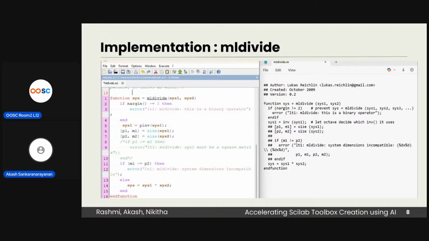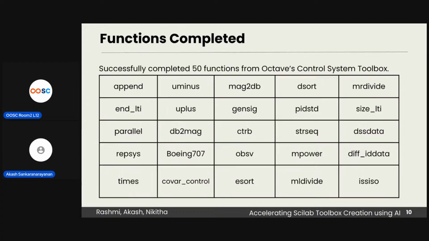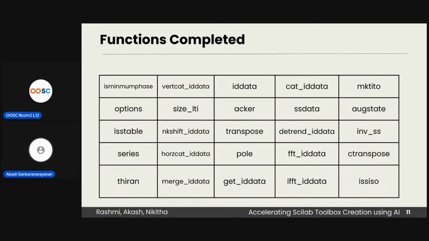Here is an example of our implementation. We have implemented 50 functions in total, and out of these 50 functions, one is mldivide. We have translated the Octave function, which is on the right side, to a Scilab function, which is on the left side. We have compared the results in both Scilab and Octave, and they match. The Scilab equivalent of the Octave function is accurate. And these are the 50 functions we have completed during our internships.